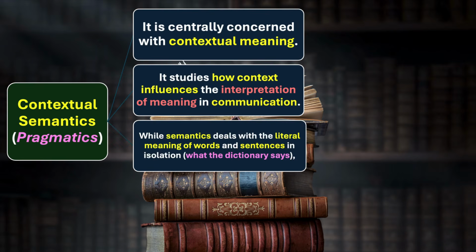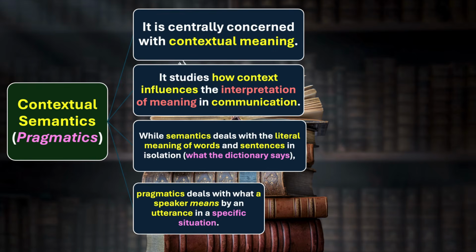We continue. While lexical semantics deals with the literal meaning of words and sentences in isolation, what the dictionary says, pragmatics, what we call contextual semantics, deals with what a speaker means by an utterance in a specific situation. So any utterance, any speech act that you deliver is to be understood through a proper context. If context is missing, you are most likely to make mistakes in interpreting the meaning of that message. That is very important to keep in mind.